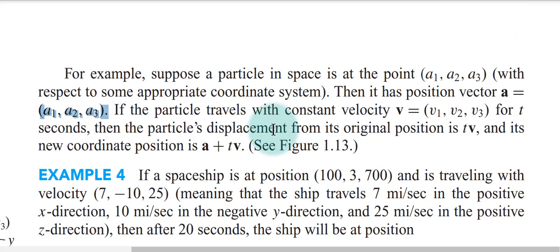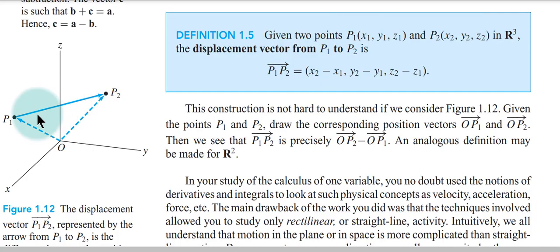And then we can use that word displacement to say the particle's displacement from its original position. So what do we mean by that? Going back to the picture before, displacement vector. So here, suppose it started out here, and then it moved to here. We would call this the displacement vector.